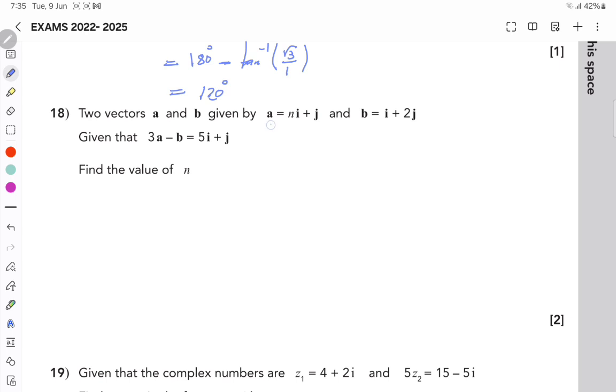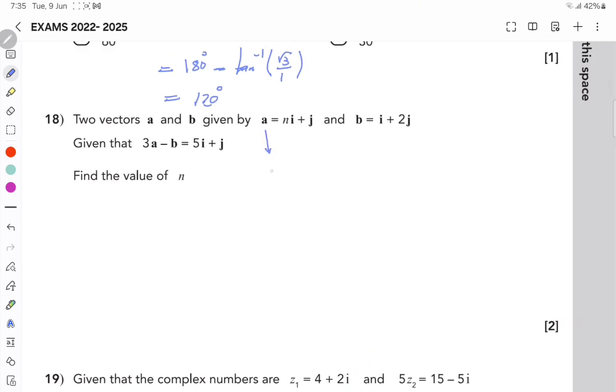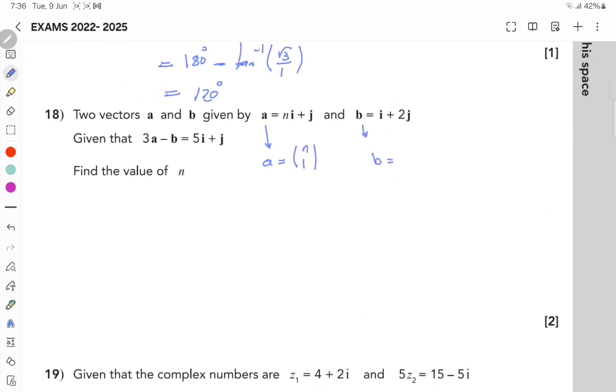It's better in vectors to convert all vectors to column vectors. So here a equals, the coefficient of i is n, the coefficient of j is 1, and b, the coefficient of i is 1, coefficient of j is 2. Now always we start from the given. He said 3 times a, so we substitute a by its value, which is n and 1, minus b, which is 1 and 2.